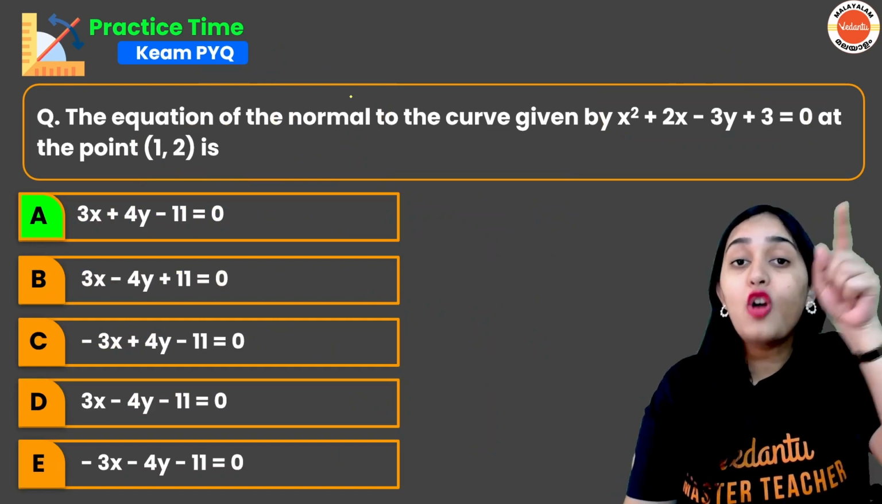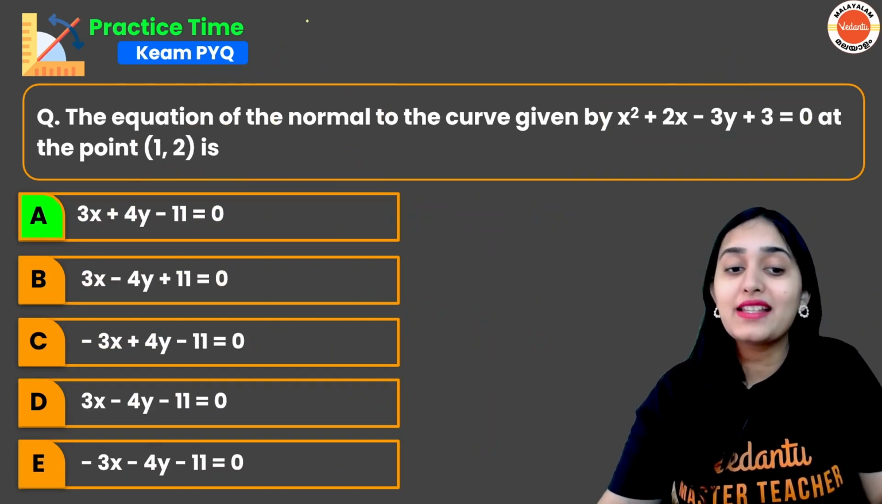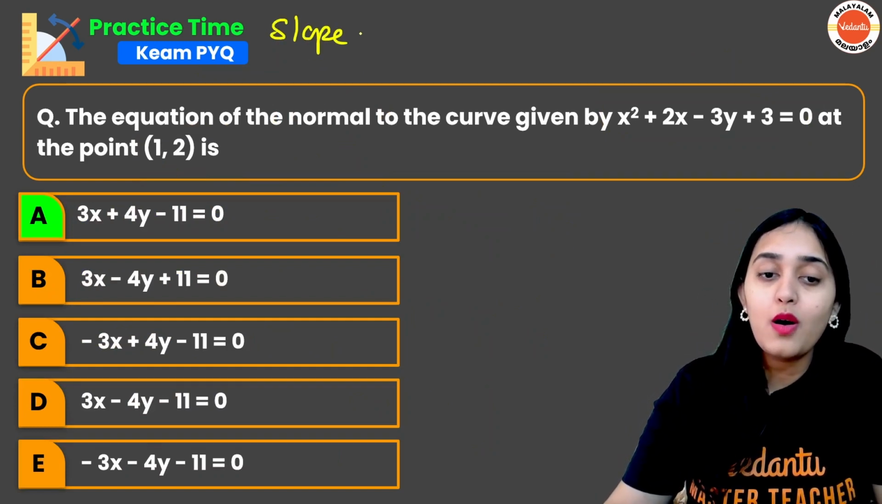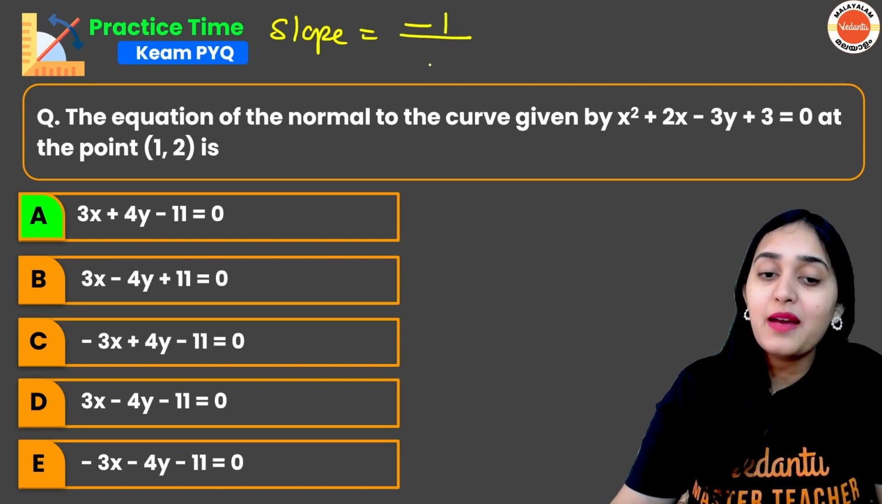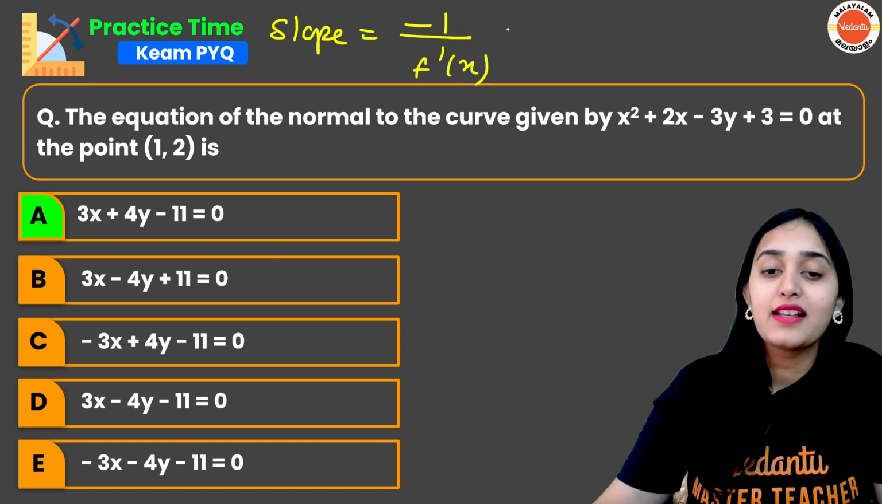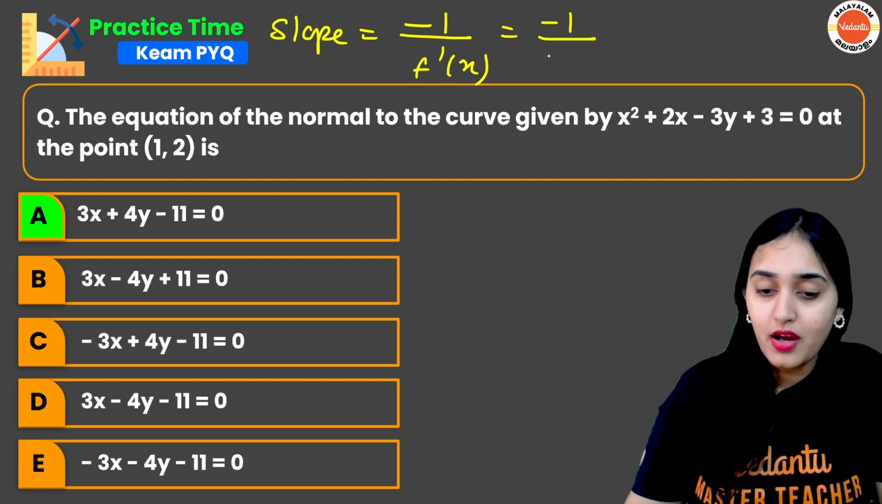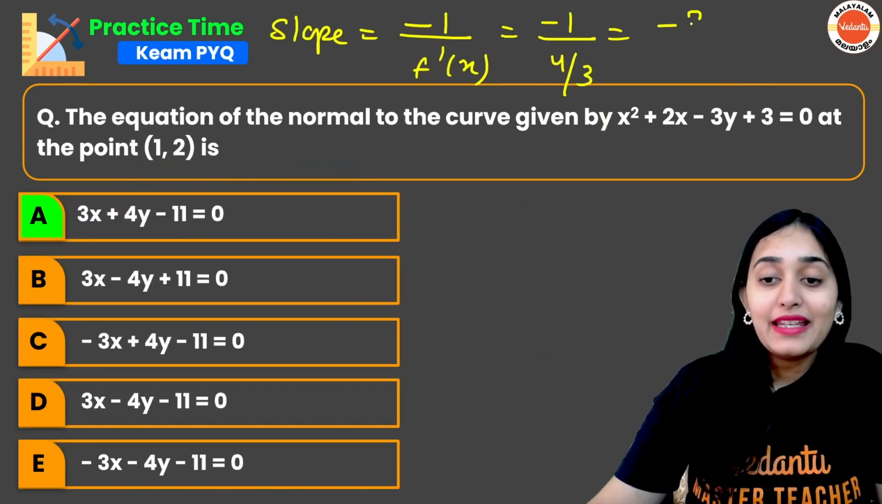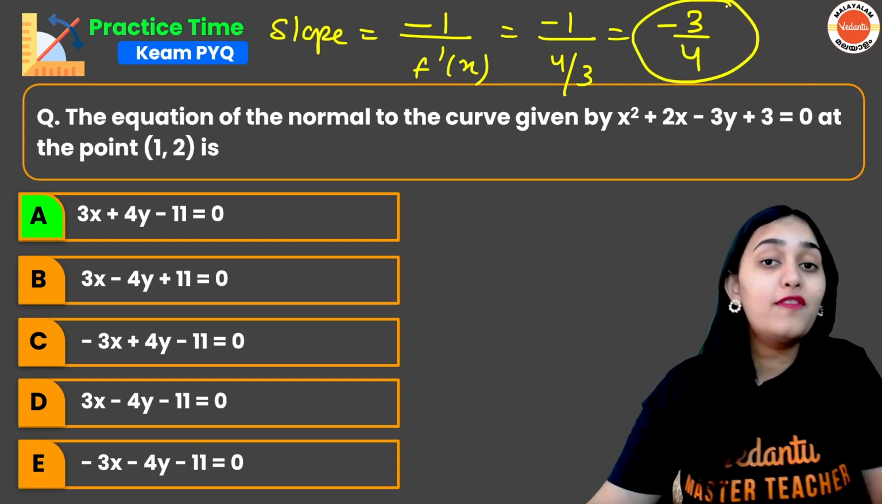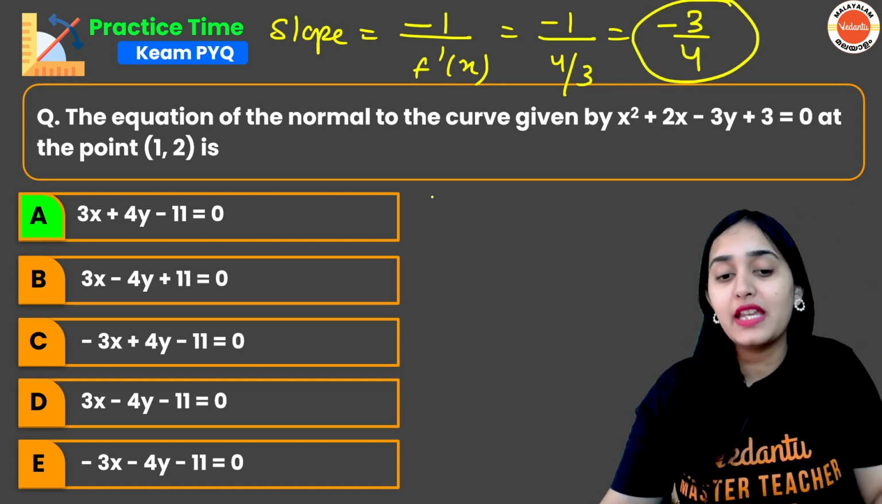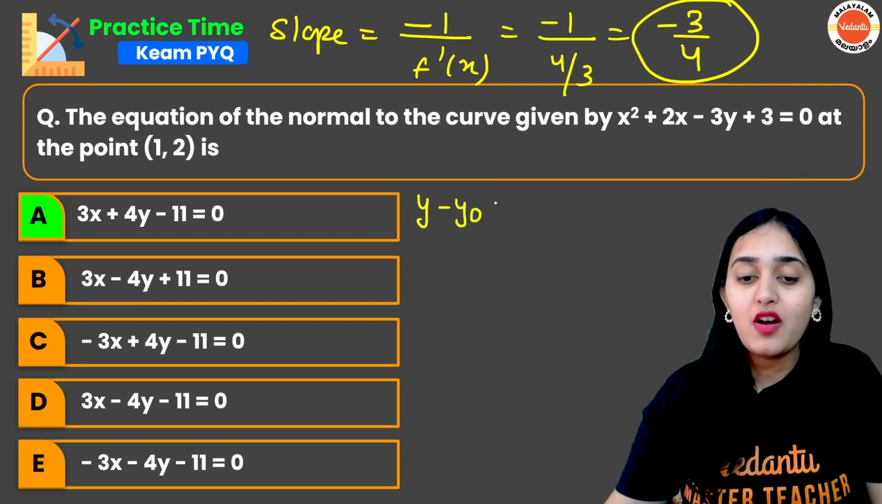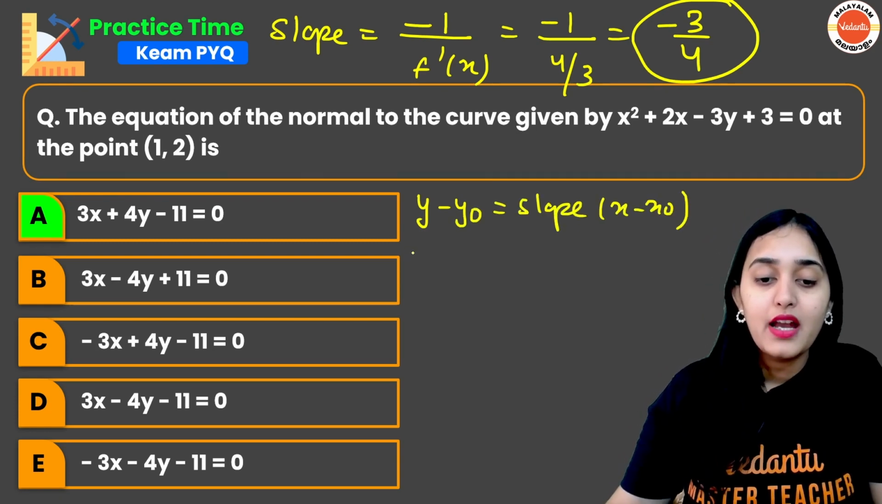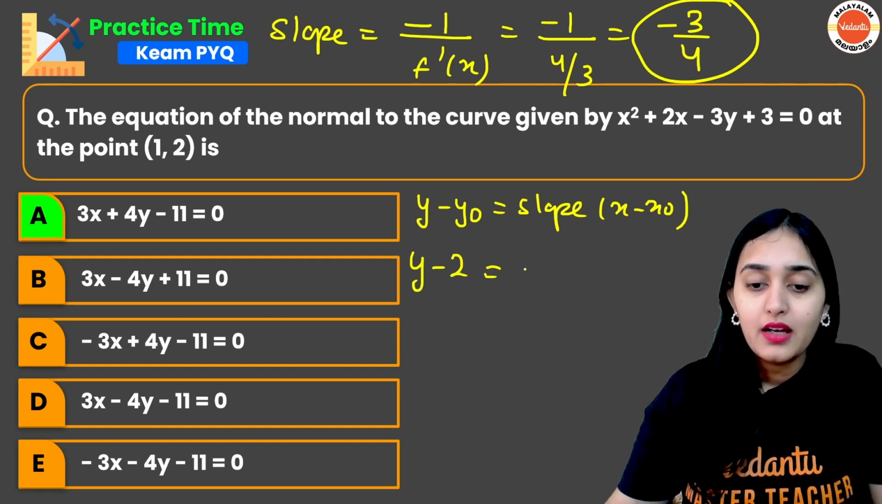For normal, the slope of a normal is minus 1 upon f dash of x. So it will be minus 1 upon 4 by 3. So it will be minus 3 by 4, not 4 by 3. Now you find out the equation. y minus y naught is slope into x minus x naught. y minus 2 equals minus 3 by 4, x minus 1.